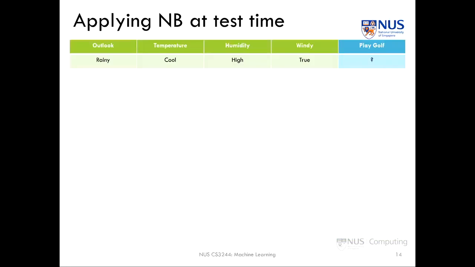Now we're ready to apply naive Bayes at test time. And doing that, we have this particular instance that we care about. It's the same as what we just did earlier, except now we have 4 input variables that we care about. For example, the outlook is rainy, the temperature is cool, it's a little humid, and it's pretty windy too. And with that in mind, we want to predict whether we're going to play golf or not.